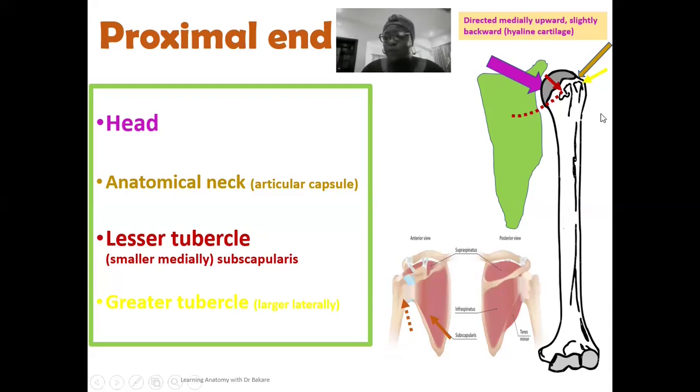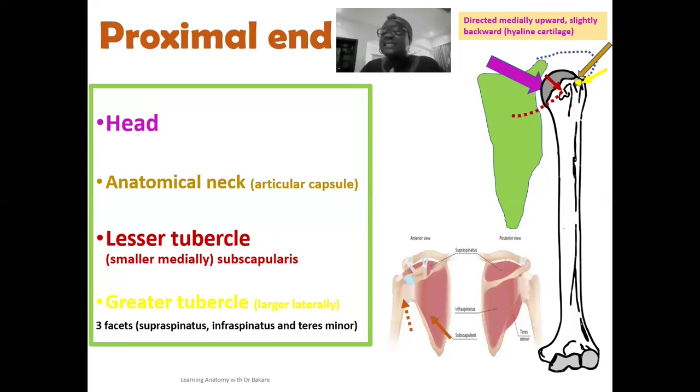This greater tubercle, we say, is larger and laterally placed, and it is seen to be related to three muscles. So on the greater tubercle, we have three facets. These three facets are described as the superior facet, the middle facet, and the inferior facet. These three facets are related to three different muscles. So now let's go through it. If you look at the greater tubercle here, we have the superior facet. This superior facet is related to the supraspinatus muscle.